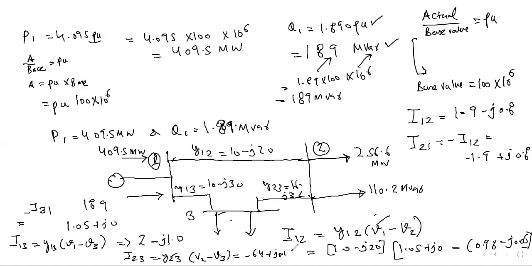If you are having any doubt, you can WhatsApp me also or email me also, after studying. So I32 would be equal to minus I23, right?